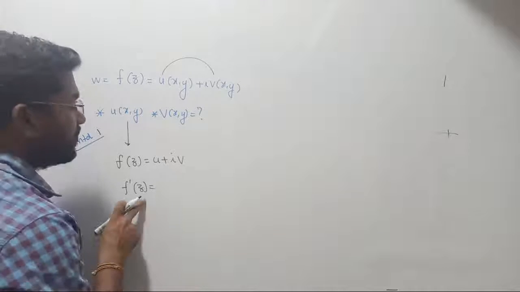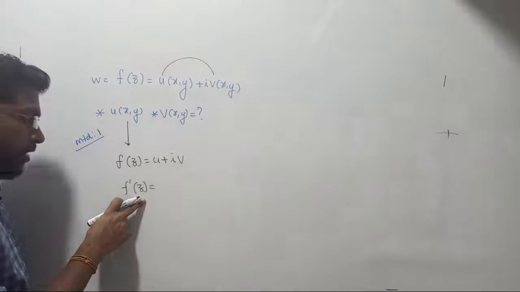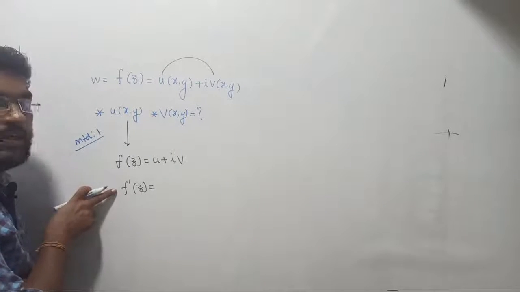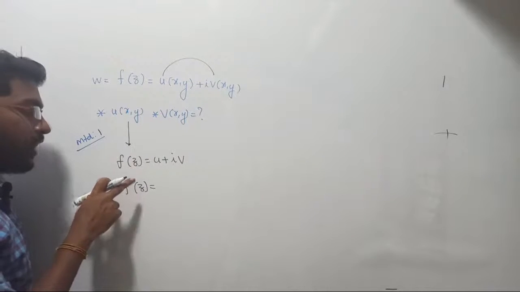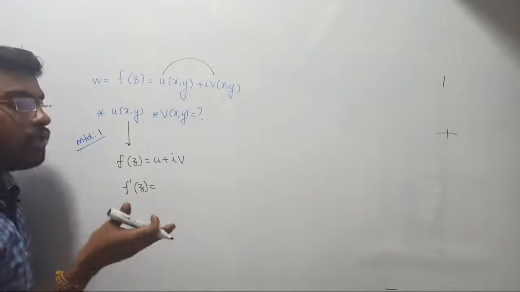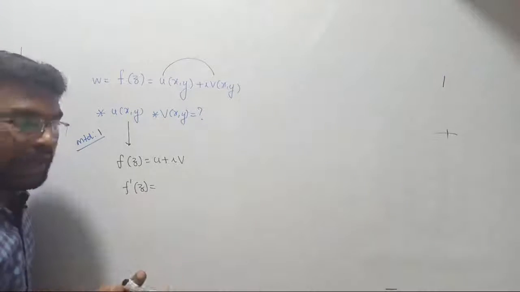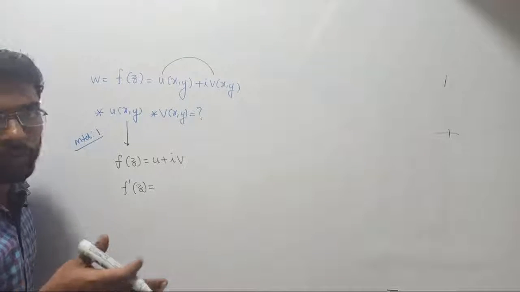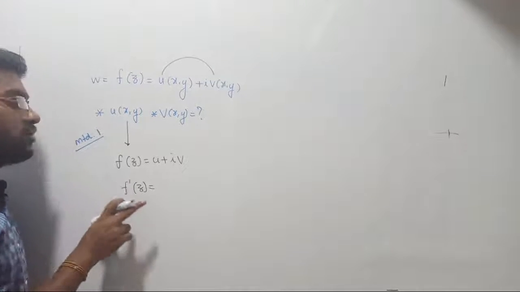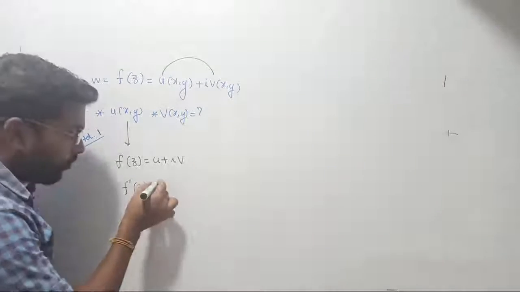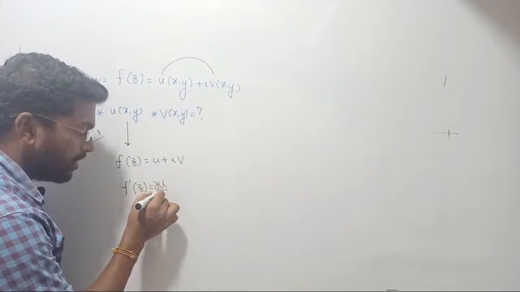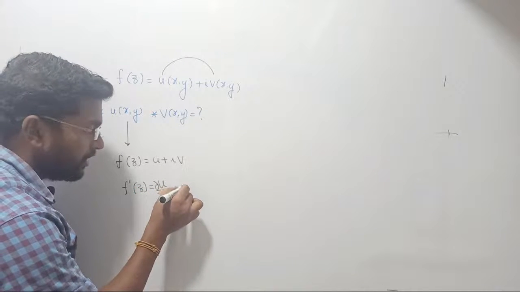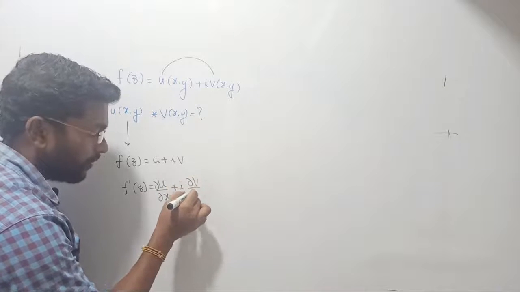Suppose I am considering this function with respect to x, that is, I am doing the differentiation with respect to x. For f dash of z, either you can differentiate with respect to x or with respect to y. It's up to you. Whichever you want, you can proceed. So now I request all to consider x. If you consider x, do the differentiation of u with respect to x, such that it can be written as dou u by dou x plus i into dou v by dou y. Sorry, dou v by dou x.